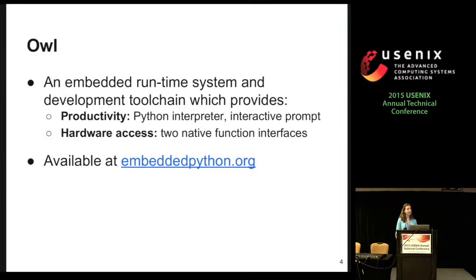USENIX was built upon OWL, an embedded Python runtime system developed at Rice, which allows the programmer to enjoy the productivity benefits associated with a managed runtime system for a high-level language, while also maintaining access to hardware peripherals through a native C function interface. So in USENIX, all peripheral accesses are structured as native C function calls.